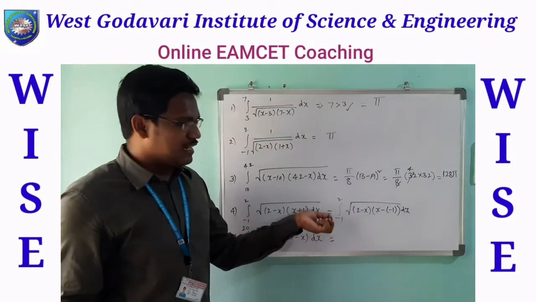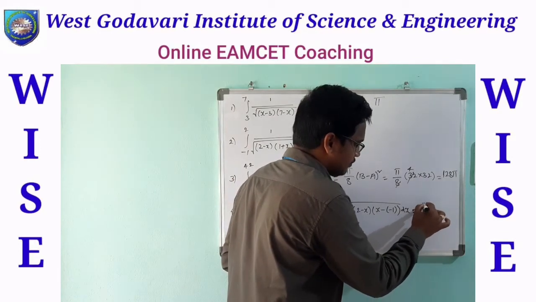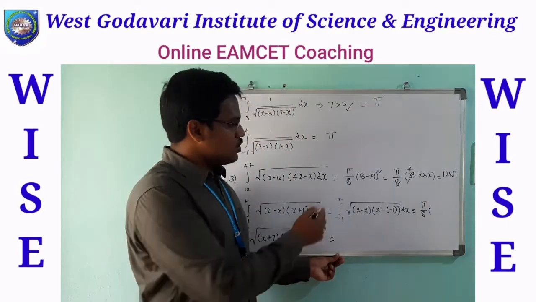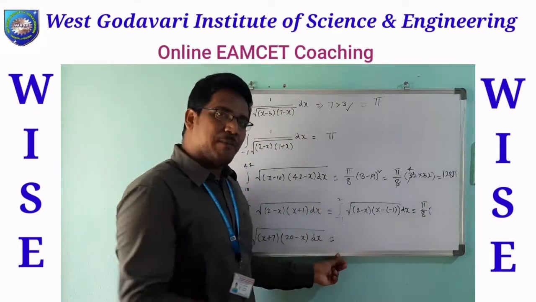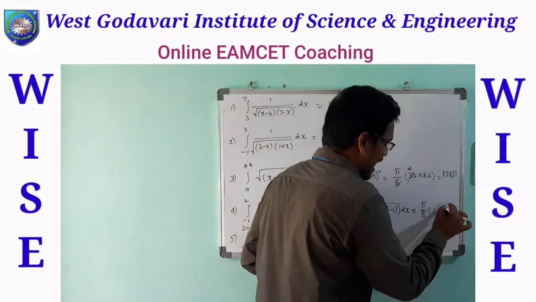So just change the terms. Finally we get the answer like pi by 8 into (b minus a) whole squared. So 2 minus of minus 1, that is 3, whole squared, that is 9 pi by 8.